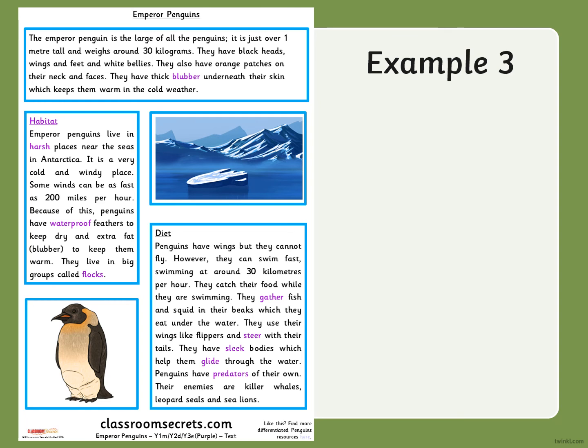The final example is about emperor penguins. It's quite similar to the first one, but has a lot more detail. It still has a title, and each box has its own subheading, like we've been using this week. There are also still some pictures. You can also see that within the writing, some of the words are different colours, and these are words that you would find in a glossary that tell us more about penguins or something to do with them.